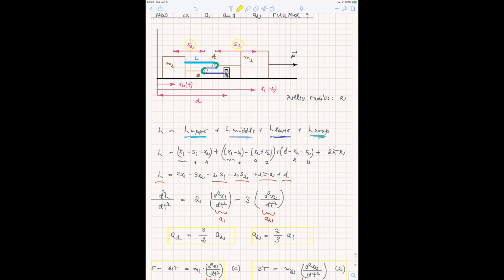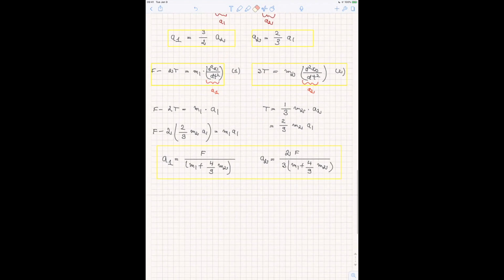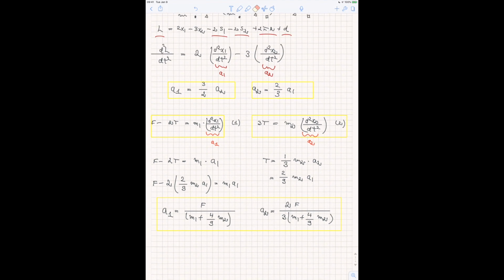And using the fact that this string has fixed length, and formulating the overall length of that string in terms of fixed quantities like S1, S2, and D, but also involving, and that is the important thing, X2 and X1, allows you then to define an important constraint between these accelerations A1 and A2. So I hope you found this useful.